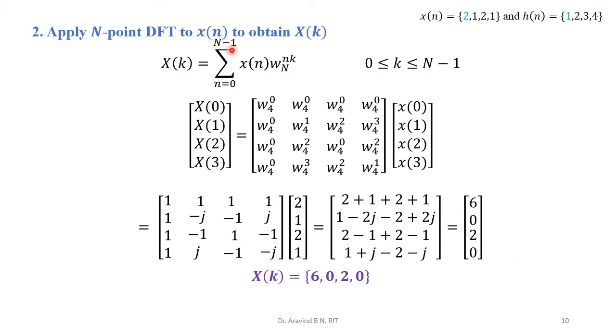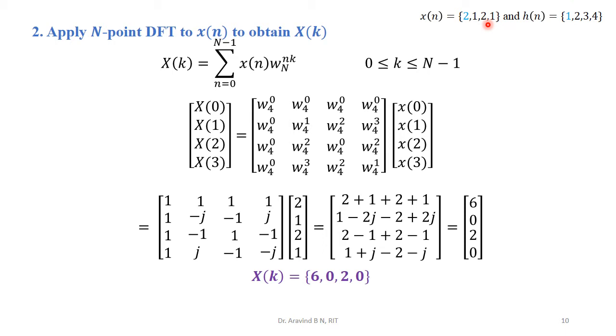We have the sequence x of n, apply N point DFT for that and obtain X of k. N point DFT in the sense, what is the value of capital N we have got? We have got it as 4. So 4 point DFT we need to apply for this case to get X of k. So 4 values are there, 4 point DFT we are going to apply.